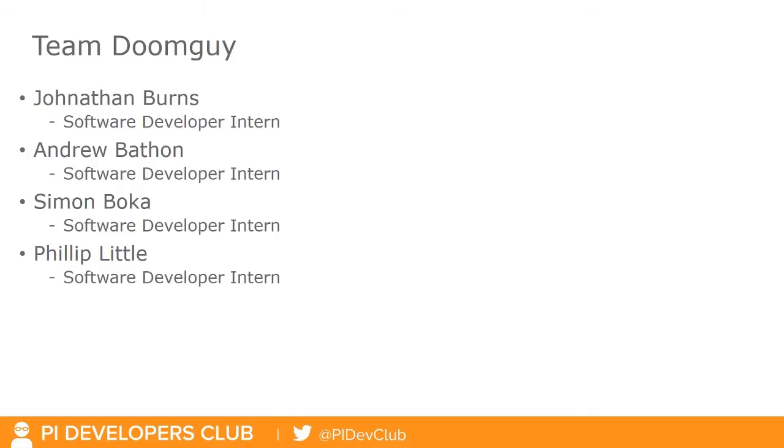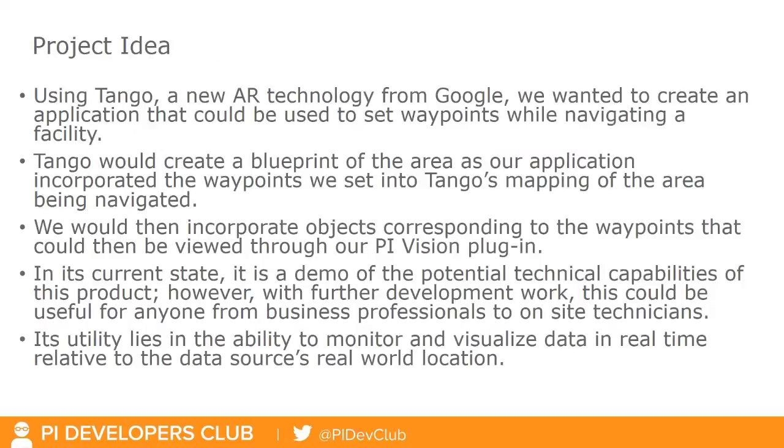To implement our PI Vision plugin, we use Google Tango AR, that's augmented reality, to create an Android app that sets waypoints as we walk around a facility. The purpose of that is to create a blueprint of the area, inserting data sources that are our waypoints as we walk, and treat the picture that we get as a blueprint that Tango will help us get for that facility.